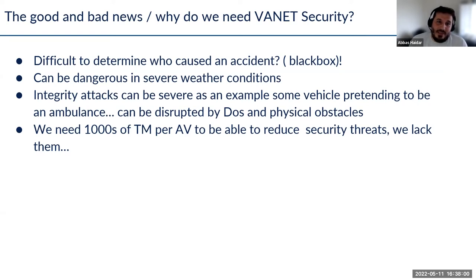Integrity attacks can be severe, for example vehicles pretending to be an ambulance, as I explained before. This is a scenario where a VANET system can facilitate a robbery. Or it can be disrupted by a denial of service attack and physical obstacles. If you are going under a bridge, you might have no radio frequency there, so you can't connect.